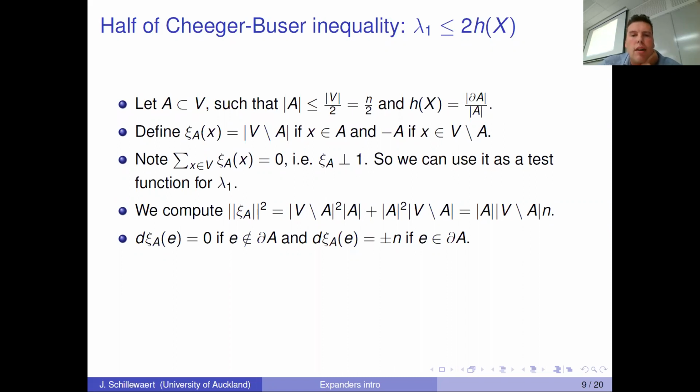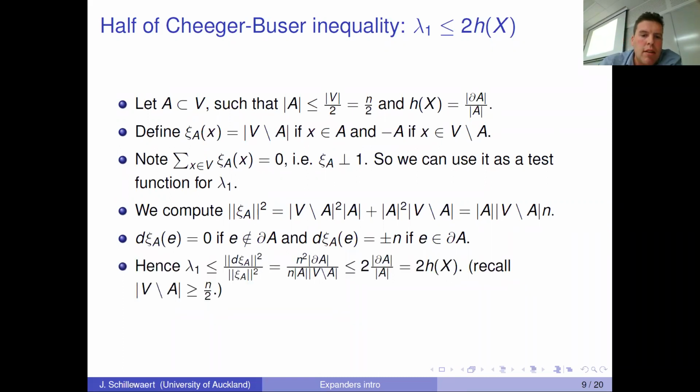If you do go from one to the other, then depending on whether your starting point was in the complement or not, you get plus or minus n. Why n? Because it's V set minus A and then this A. So the sum of those two is V, which is n. So it can be plus or minus n, but that won't bother us because we're going to square it.